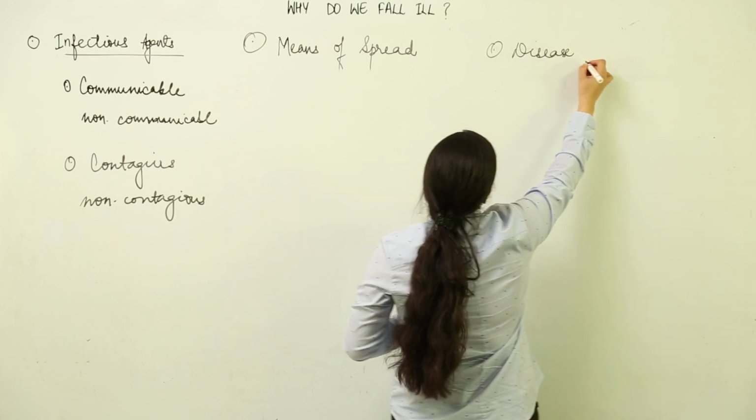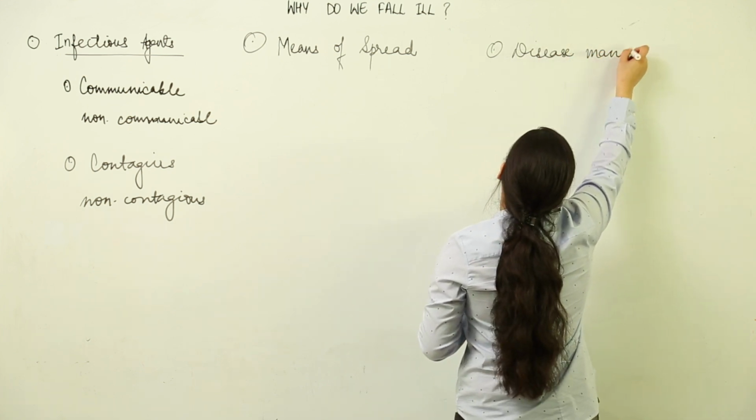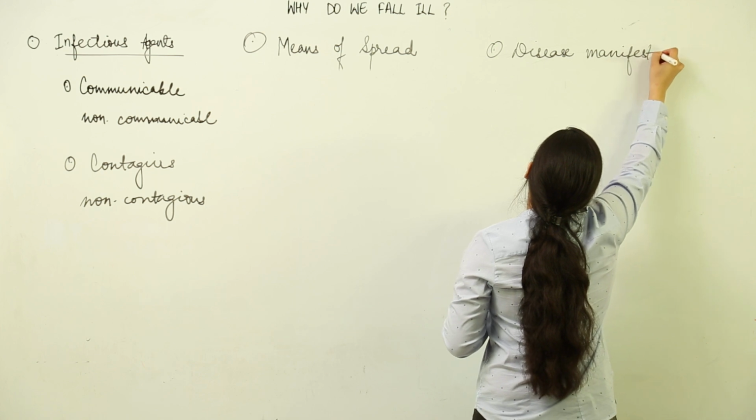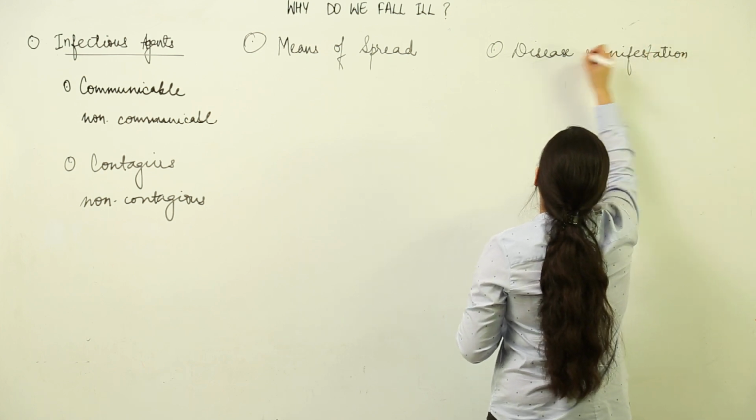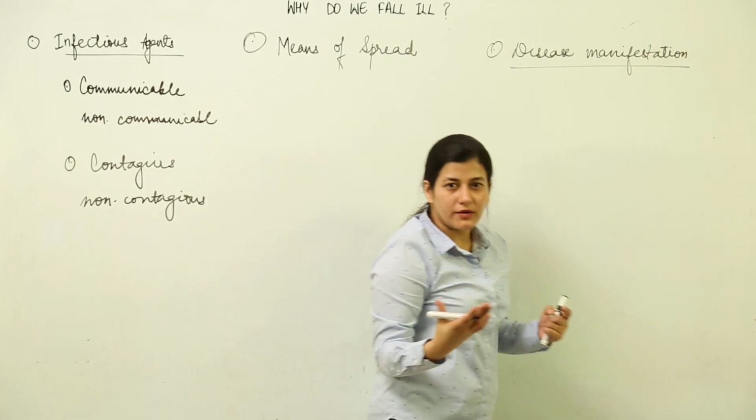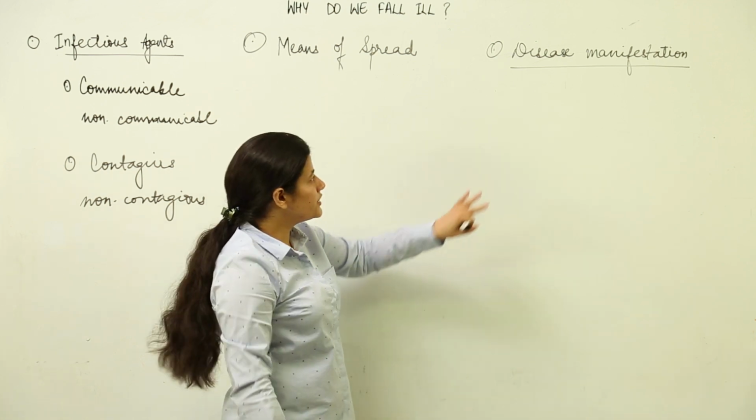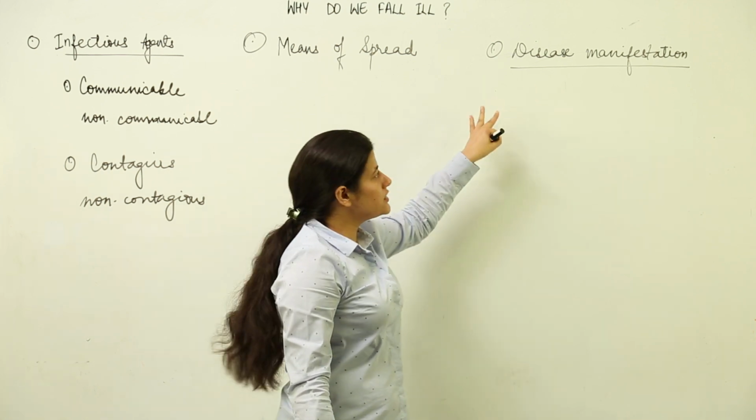And when we are done with this, we are capable of saying that we know a lot about diseases. Then we'll move to how to treat a particular disease. Now, what is disease manifestation?